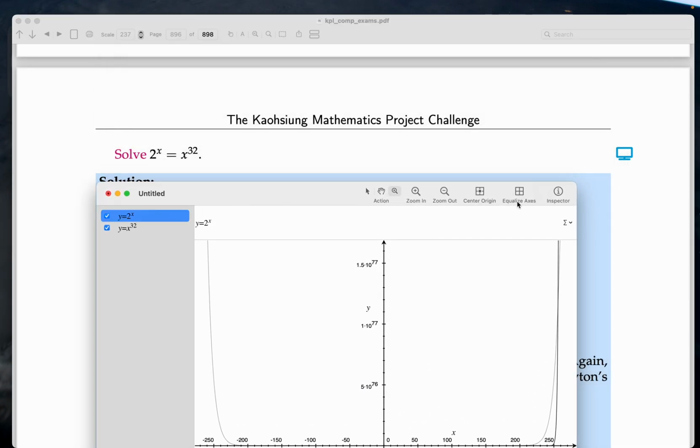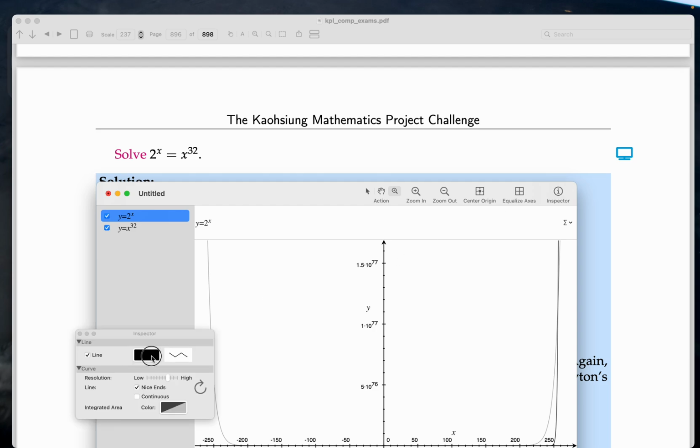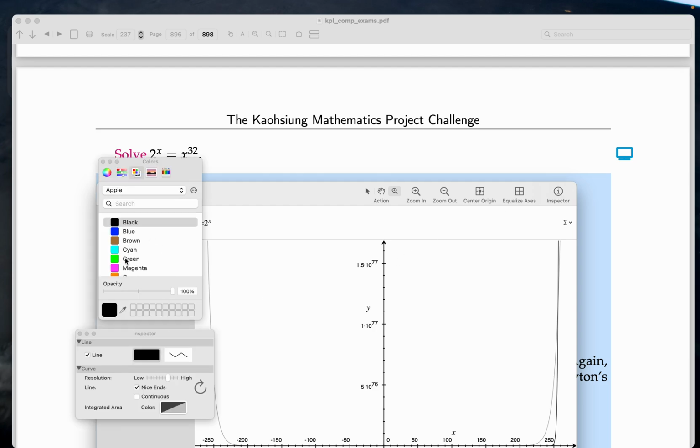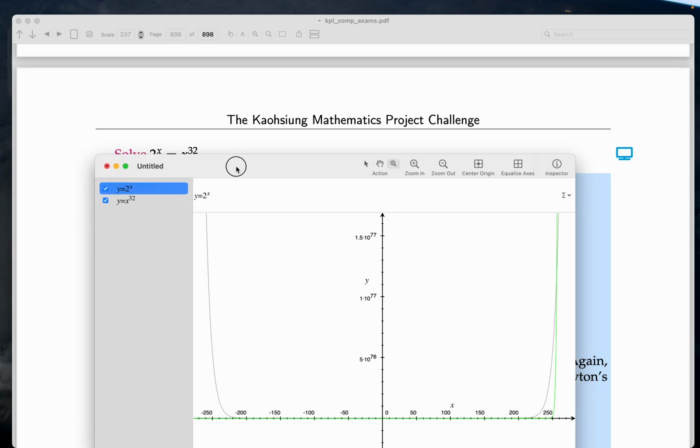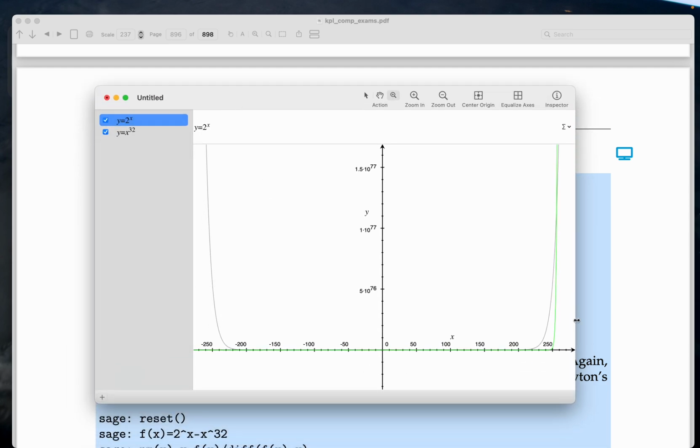I'm going to graph this out. Let me change the color of it. I'll make it green. Close that out. And I see the exponential, right? That's the exponential. Now, why does it look so flat there? The scale is really off, by the way.